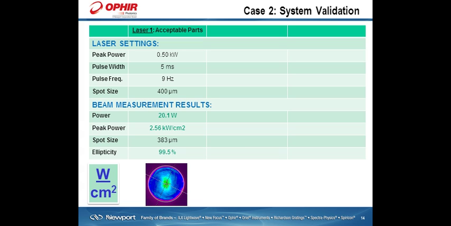So we are getting an average power of about 20 watts. We're getting a peak power based on the beam diameter measurement of about 2.56 kilowatts per centimeter squared. We got a spot size measurement of that, and we've got an ellipticity measurement, pretty nice round beam. This is a picture of the laser beam profile. It's nice and round. This is the good beam that's producing parts.